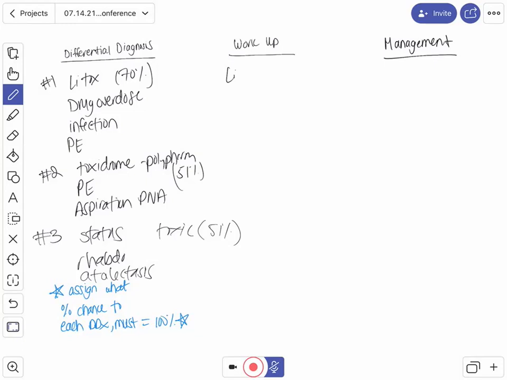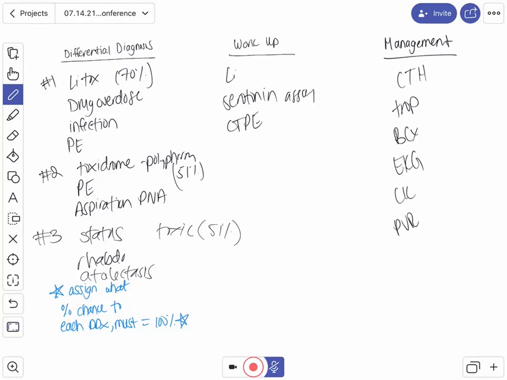Okay, so let's revisit table 1. You gave me something: we want to check a lithium level. Table 2, what do you guys want to check? We discussed potentially also getting a lithium level. I don't know if there's a serotonin assay. Okay, a serotonin assay, CTPE. Table 3, what do you guys want to check? CT head, troponin, blood culture, EKG. We probably get an EEG as well, CK, PVR.